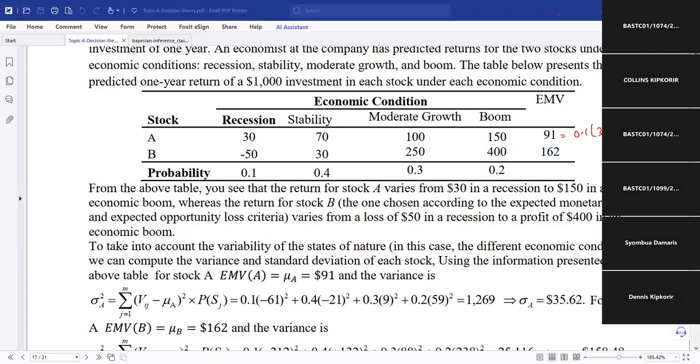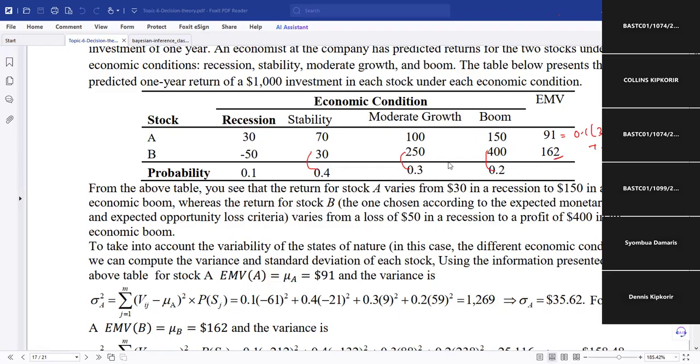So 0.1 multiplied by 30 plus 0.4 multiplied by 70 plus 0.3 multiplied by 100, then plus 0.2 multiplied by 150. And this should be giving you 91. Also the same for the other row, each value multiplied by its probability 0.1, 0.4, 0.3 and 0.2 and summed, should be giving you 162.